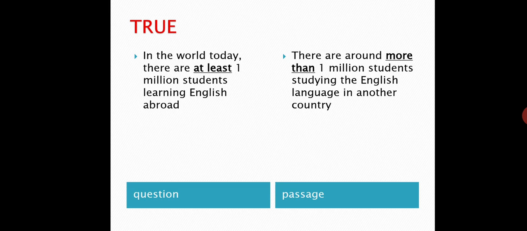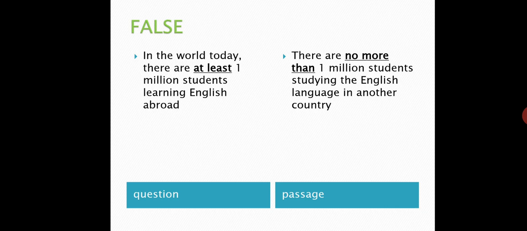So therefore, my answer is true. Okay, that is how you deal with this first among its kind. So again, true is easy because that's it. You just compare. Are they similar? Are they the same? Are the contents the same? Then basically your answer is true.